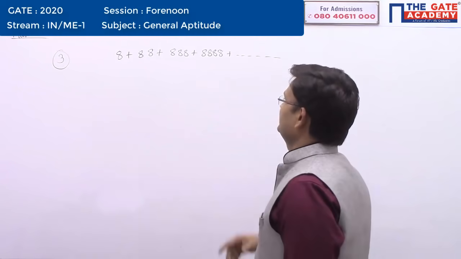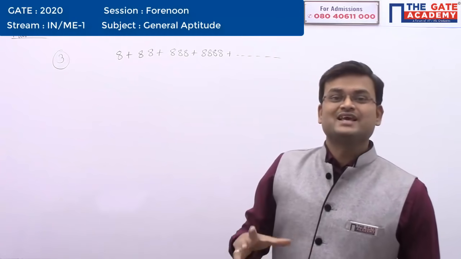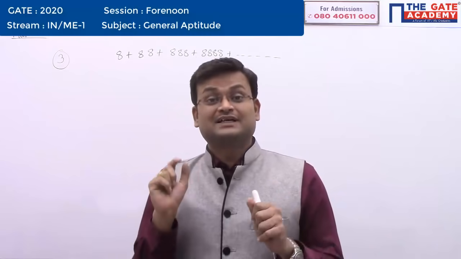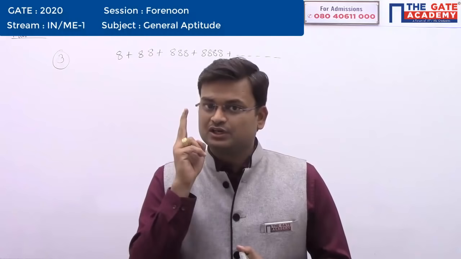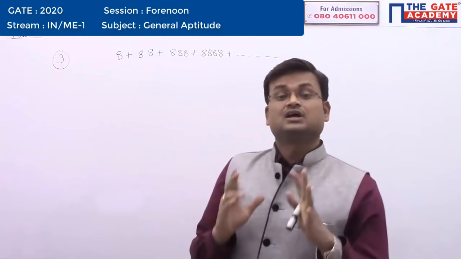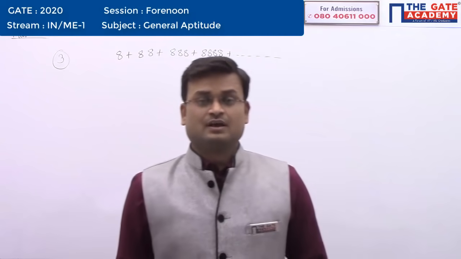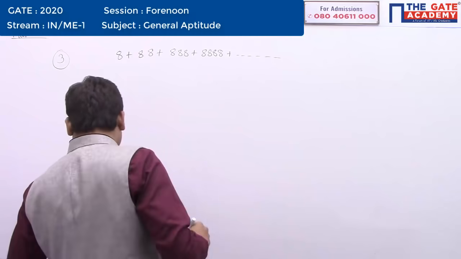Next, let's move to the third memory based question. The series is given like 8 plus 88 plus 888 plus so on, up to n terms. What is the sum up to n terms? Please note that there is a traditional method and also a quick shortcut. With the shortcut, you can solve the question in 2 seconds. But everyone should understand the traditional method very well before going to the shortcut. So let's solve this question with the traditional method first.